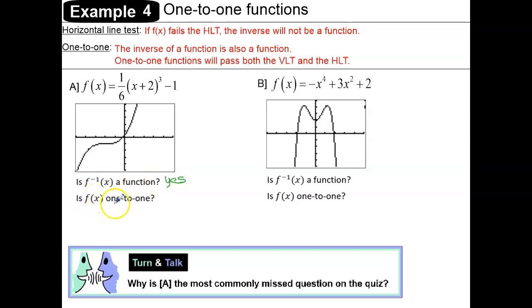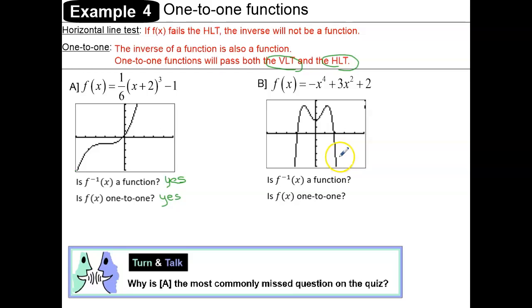And then is f of x one-to-one? That would also be a yes because it passes the vertical and the horizontal line test. Okay, so f of x equals 1/6 times the quantity x plus 2 cubed minus 1 is one-to-one. Now when I look at example B, I'm looking at this polynomial negative x to the fourth plus 3x squared plus 2, and its graph passes the vertical line test.